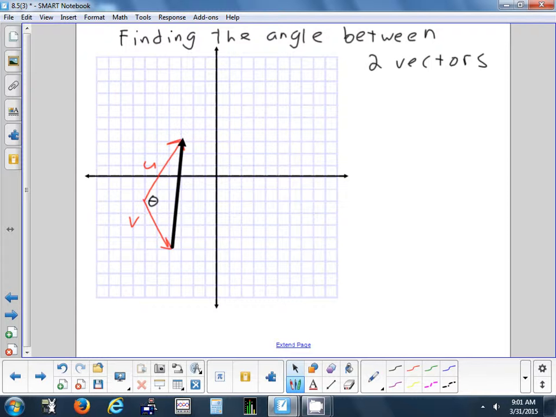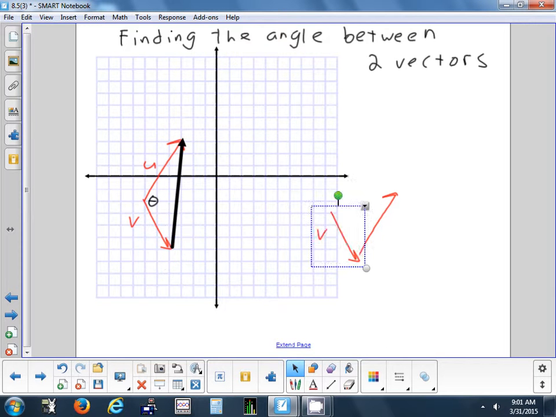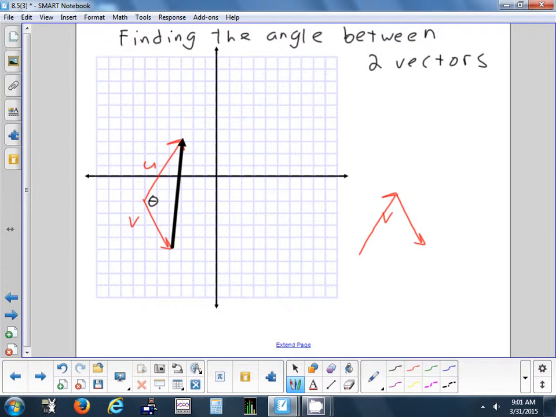What's one thing I could try? What's one way you could combine vectors u and v and get a new vector? Yeah? We could try adding them. Right, so let's, off to the side, take u. Let's make a copy of it. Take v, and let's add it on the right way and see if we connect them. Do we get the one in black?